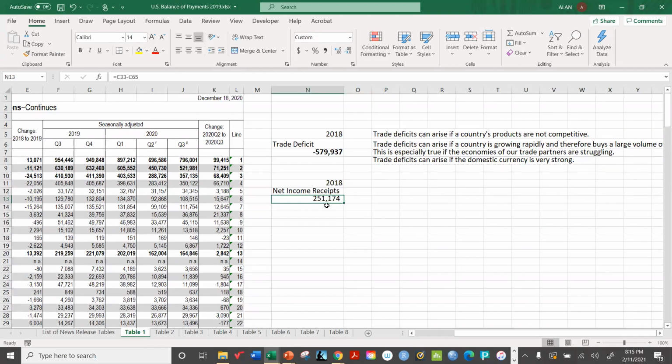And remember, this is actually in millions. So this is 251 billion trillion dollars. No, that can't be right. $251 billion.